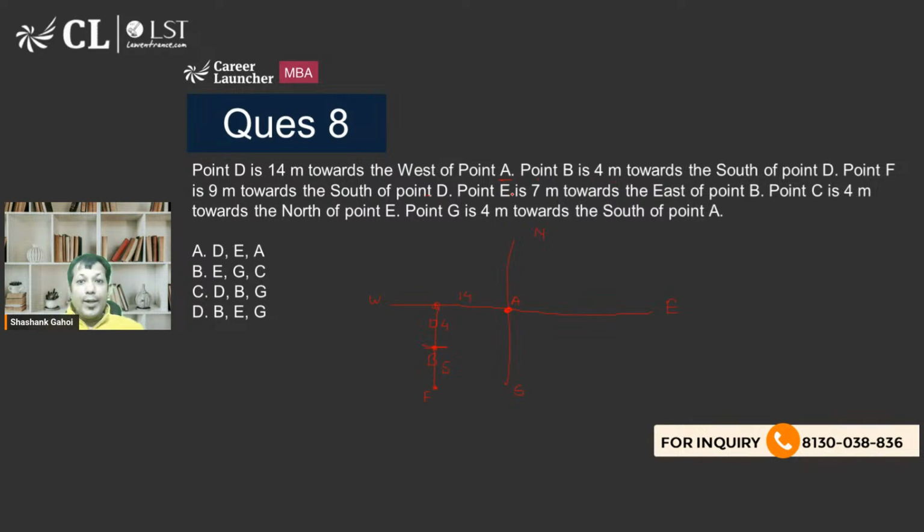Point E is 7 meters towards the east of point B. So this is B, 7 meters over here, and that is point E. Point C is 4 meters towards the north of point E. So this is 4 upwards, and point C is standing here, 4 meters above. Point G is 4 meters towards the south of point A. So this is point G.